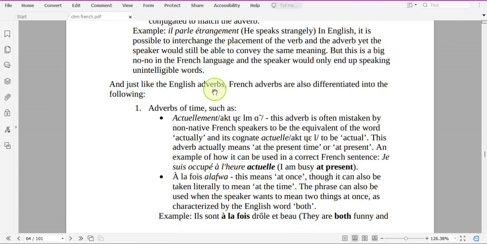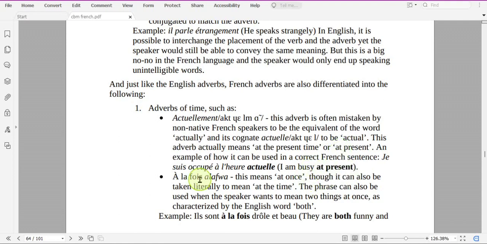And just like the English adverb, French adverbs are also differentiated into the following. Adverbs of time, such as actuellement. This adverb is often mistaken by non-native French speakers to be the equivalent of the word actually, and its cognate actuel to be actual. This will actually mean at the present time or at present. An example of how it can be used in a correct French sentence: Je suis occupé à l'heure actuelle. I'm busy at present. So à l'heure actuelle means at the current time, okay?